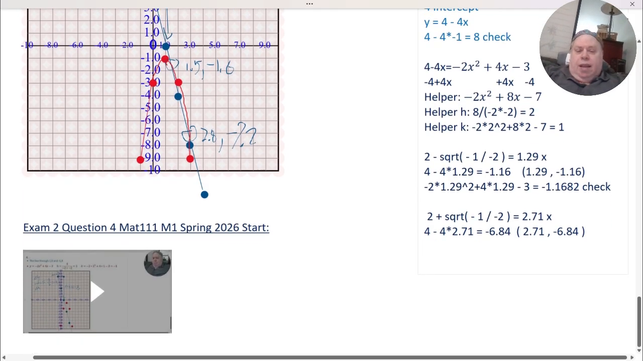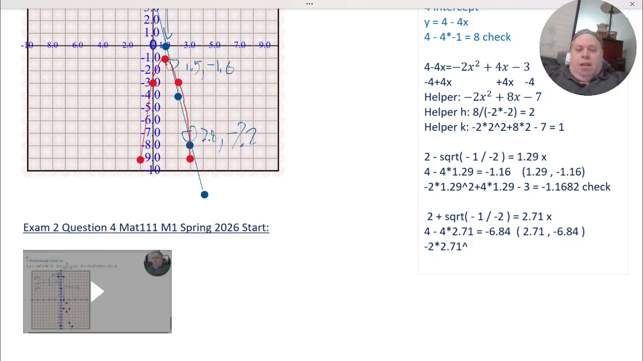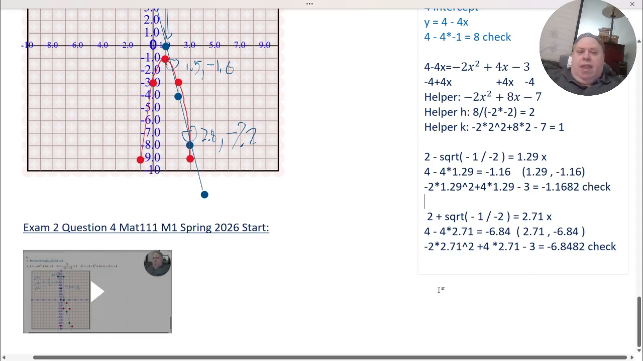And once again, I like to check my work. I'll plug it into the quadratic, minus 2 times 2.71 squared plus 4 times 2.71 minus 3, that's the original quadratic. I get negative 6.84 and some more stuff, and that's close enough, so I call that a check. And that is the answer, the finish, and now I finished answering question 4.